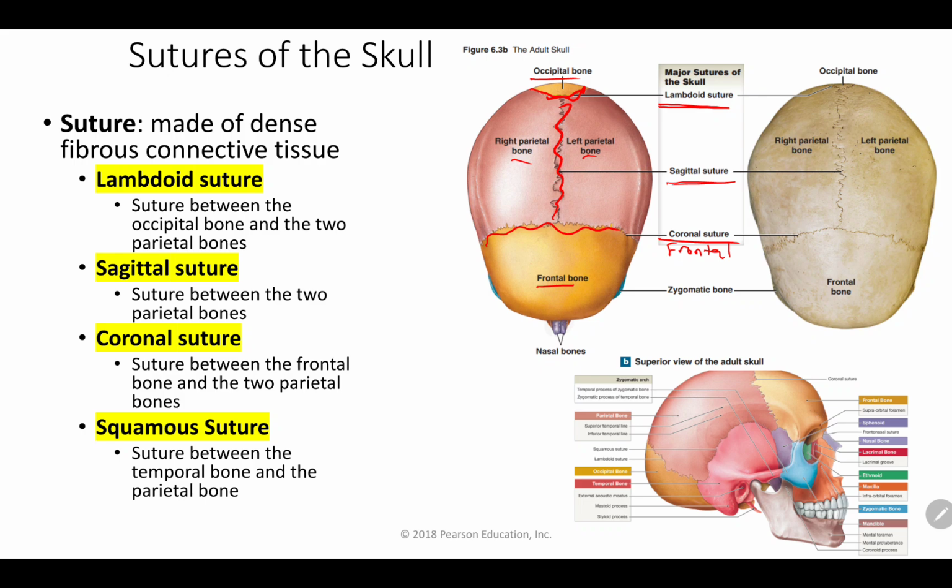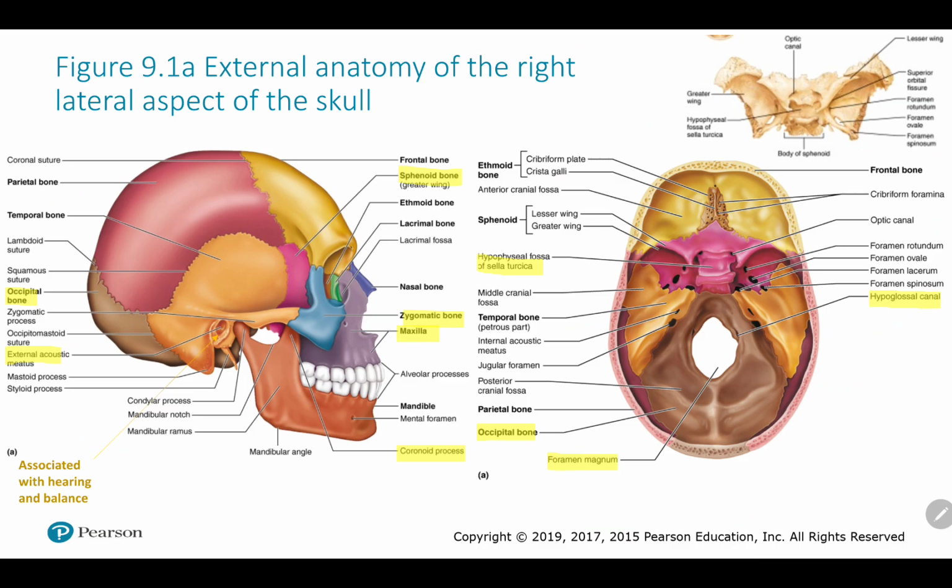And I also want you to remember the squamous suture. The squamous suture is going to be between the temporal bone and the parietal bone that you can see right there. So remember all of these sutures. Also, you got to remember and understand the external anatomy, as well as the bird's eye view over here.